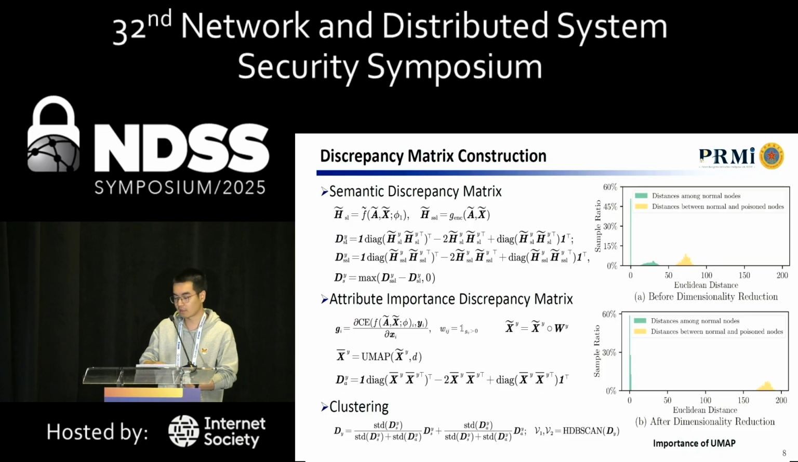And in the attribute importance discrepancy matrix, we analyze the importance of attribute dimensions using gradient-based methods. Because these attributes have many dimensions, we use UMAP to reduce the dimensionality and avoid the curse of dimensionality. And finally, we fuse these two matrices and use the HDBSCAN clustering method to identify poisoned nodes.